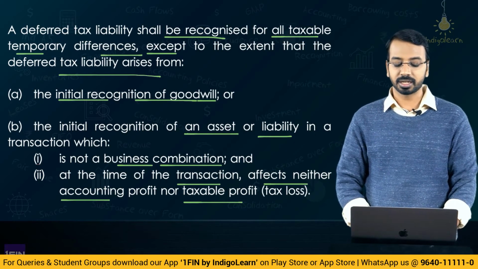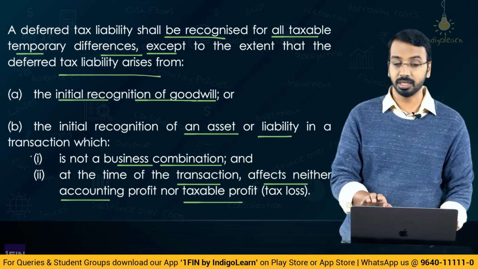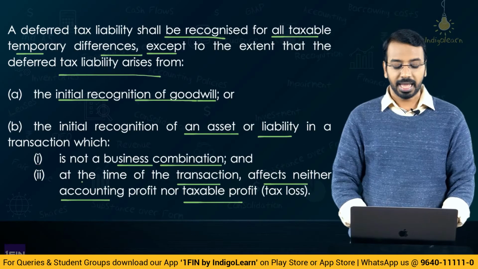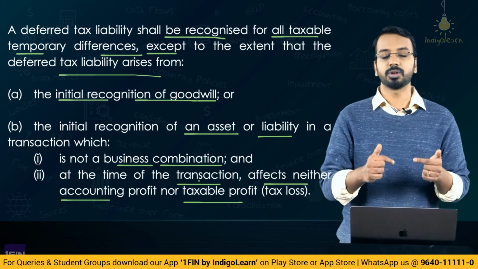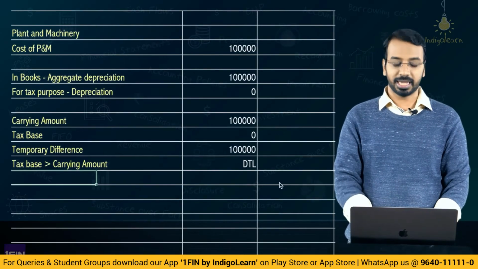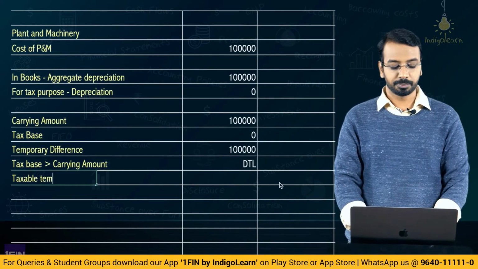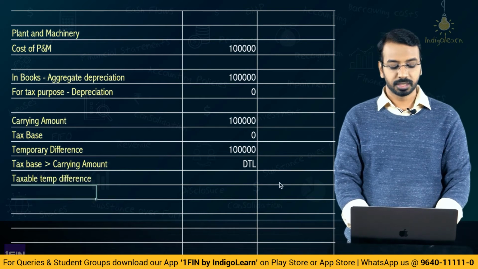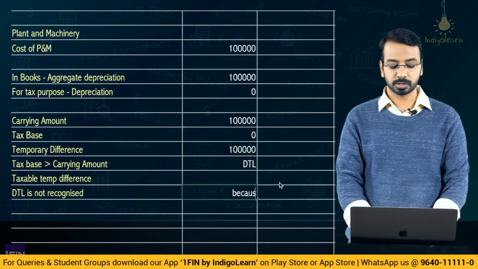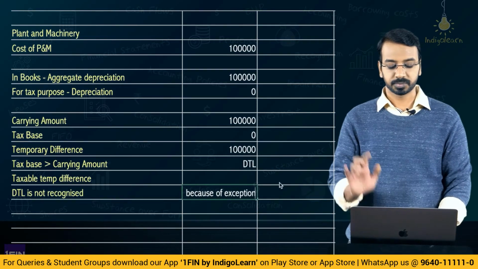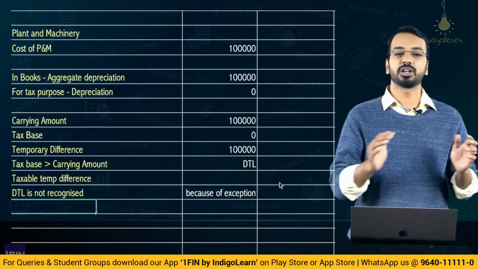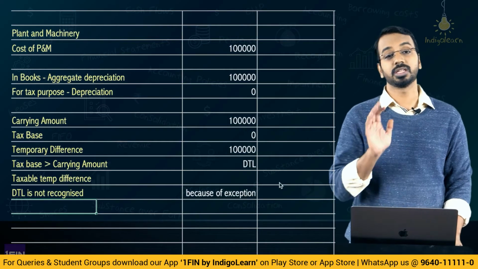And second, initial recognition of an asset or a liability in a transaction which is not a business combination, meaning to say it's the original purchase transaction in the example that you have taken, and at the time of the transaction it affects neither the accounting profit nor the taxable profit. So, though the tax base is greater than the carrying amount, it is a taxable temporary difference, but the DTL is not recognized. Why? Because of the exception given, this is in paragraph 15, which talks about recognition of a deferred tax liability. Deferred tax liability on this will not be recognized.